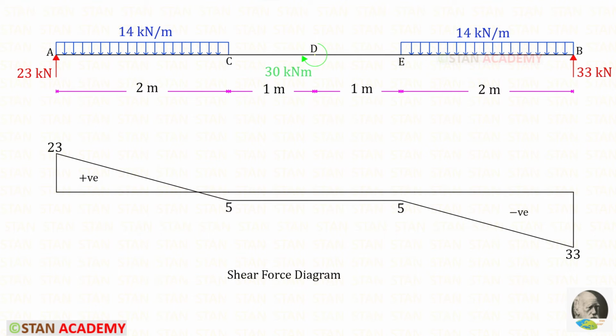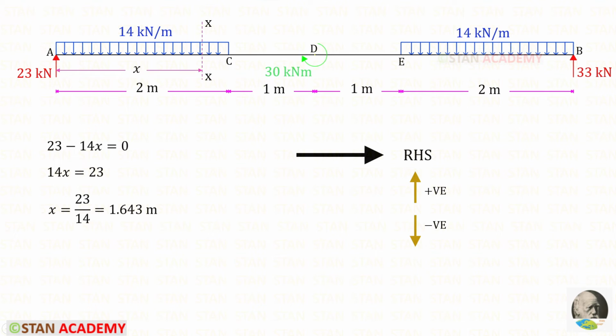Here you can see the shear force diagram. At this point the shear force becomes 0. So at this point under the UDL, there will be maximum bending moment. We have to make a section and find the distance. You can see that at that point I have made a section XX at a distance of X from A.